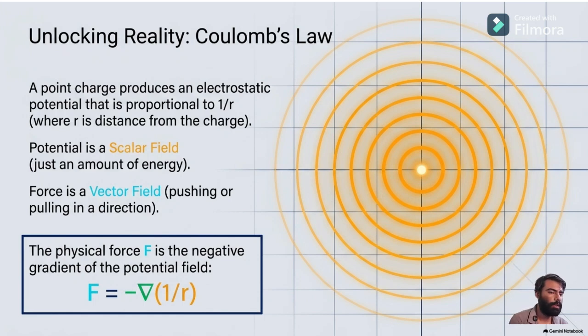Now Coulomb's law. What Coulomb's law says is that from a potential we get a force. Potential is our scalar field and force is our vector field. The potential of the electric field is proportional to 1 by r. So the force field is minus the gradient of 1 by r, because that is our potential, and the gradient of this gives you the force.